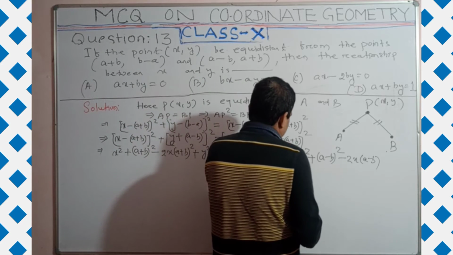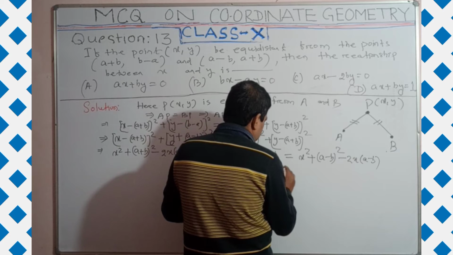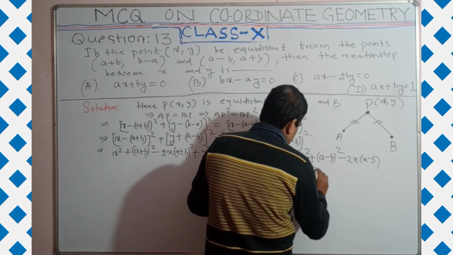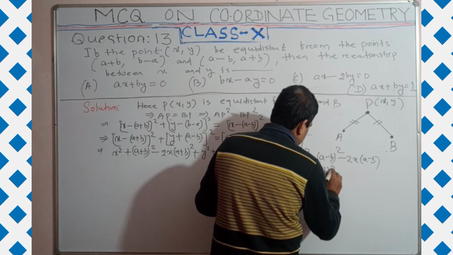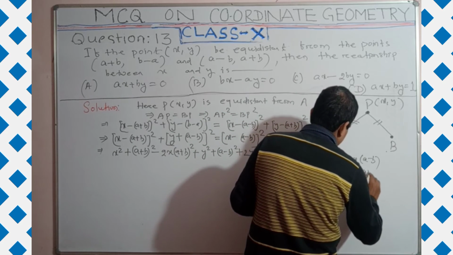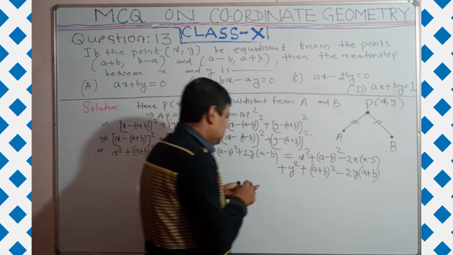Similarly, here y minus of (a plus b) whole square. You can write first term square, which is y square, plus second term square, which is (a plus b) whole square, minus 2 into first term y into second term (a plus b). Understand? Is it clear? Okay.